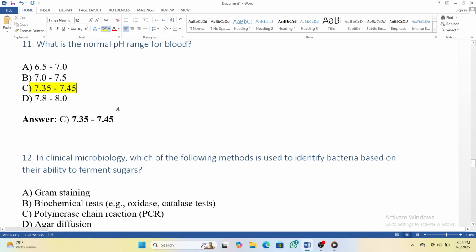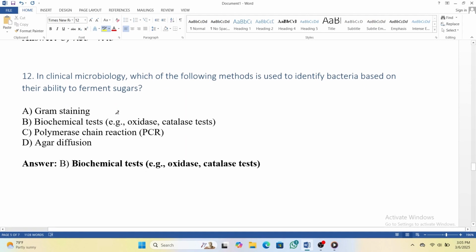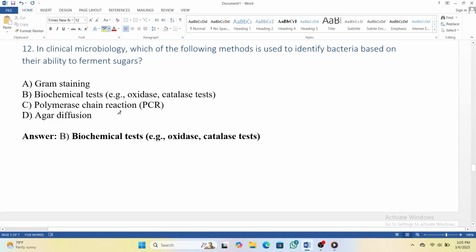12. In clinical microbiology, which of the following methods is used to identify bacteria based on their ability to ferment sugars? A. Gram staining. B. Biochemical tests, for example oxidase, catalase tests. C. Polymerase chain reaction, PCR. D. Agar diffusion. Answer: B. Biochemical tests, for example oxidase, catalase tests.